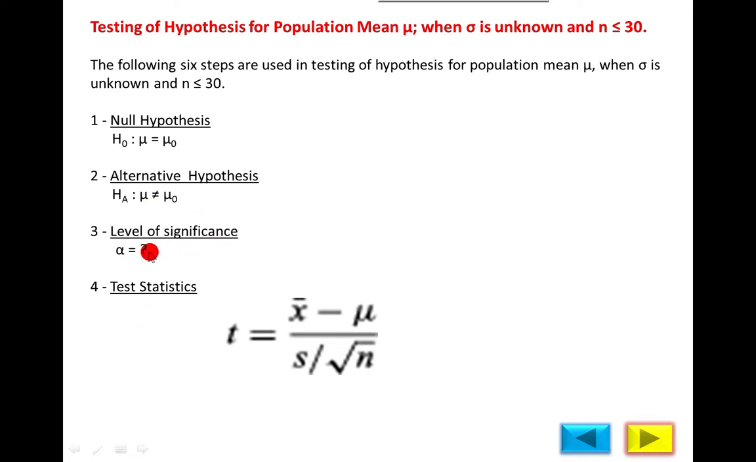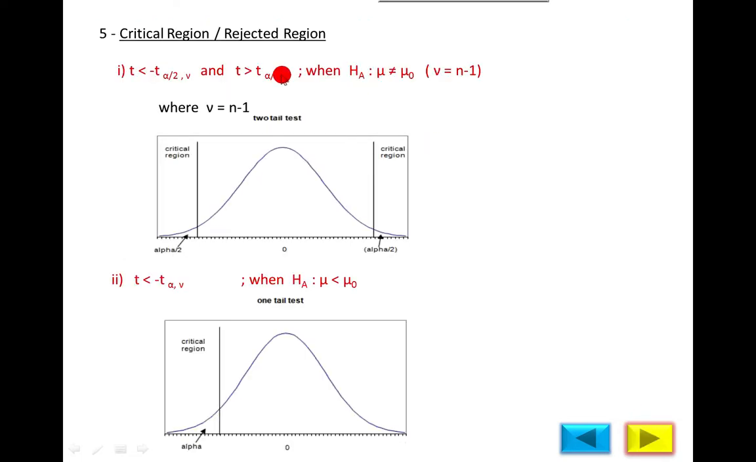Third step, level of significance alpha. Fourth step, test statistic. I have already explained sample mean x bar, mu population mean, s sample standard deviation, and n sample size. You will obtain the observed result from the formula. Fifth step, critical region.